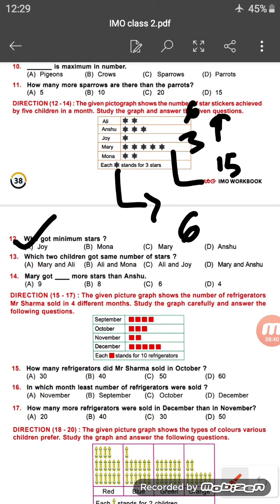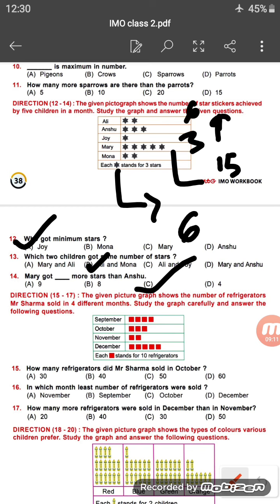Which two children got the same number of stars? Means both have the same number. So that is which one? That is Ali and Mona. So Ali and Mona is option B. Mary got dash more stars than Anshu. So the number of stars Mary got is 15, we know it, and the number of stars Anshu got is 9. So 15 minus 9 is 6. So answer is 6.